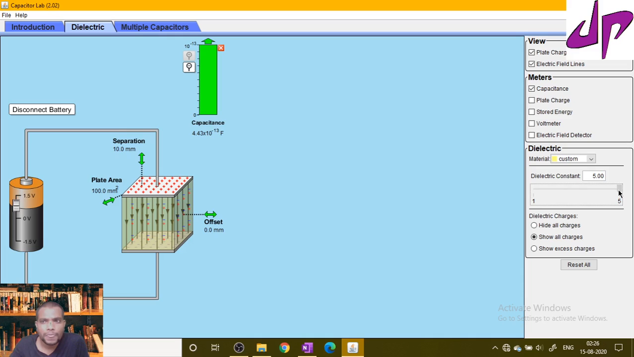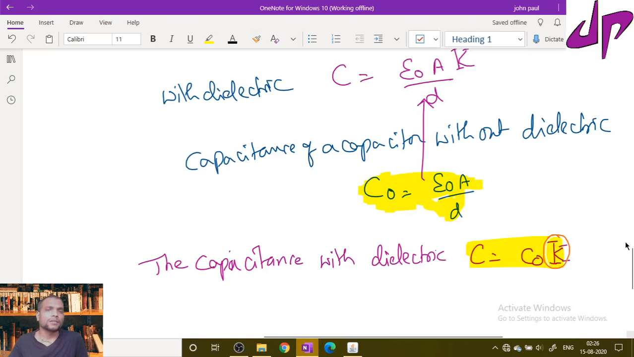It means the capacitance of a capacitor also depends on the dielectric medium. The dielectric medium has different dielectric constants. So we will find out which is the better material having a higher dielectric constant value. That value will be used to increase the capacitance of a capacitor.